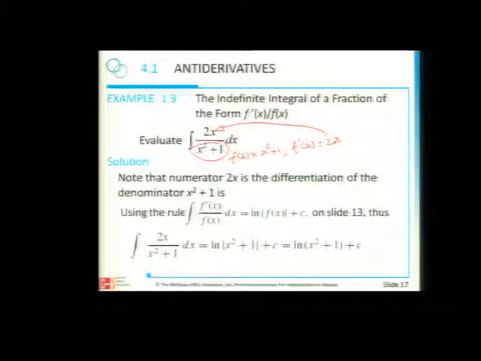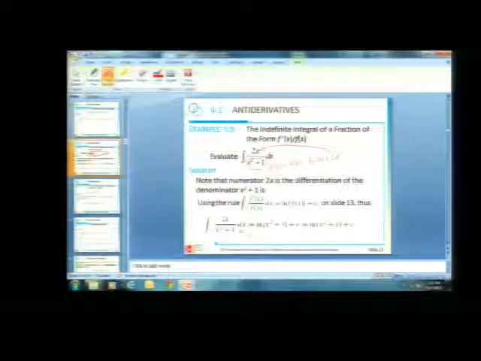And of course, if you don't want to use this rule, you can use a technique called substitution to do the same thing as well. I will be taking you through the integration using the substitution method. But this one, if you don't want to use the rule, you can use the substitution method. In this, you let u be x squared plus 1, and then you follow through the method of substitution, you will get the same answer without using this rule.